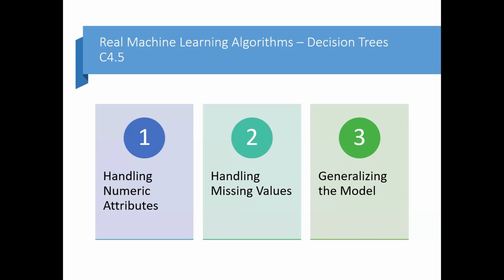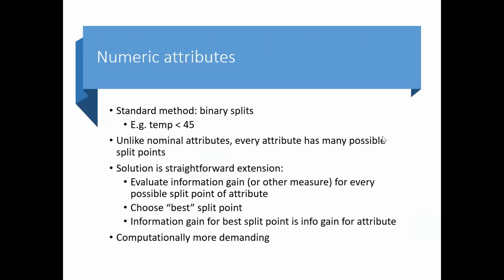To handle numeric attributes, we can use information gain again. But this time, when you evaluate, you look at the best split. Which means we have a split something like this. For example, temperature is less than 45. On the other hand, the opposite of this is temperature is equal to or greater than 45.